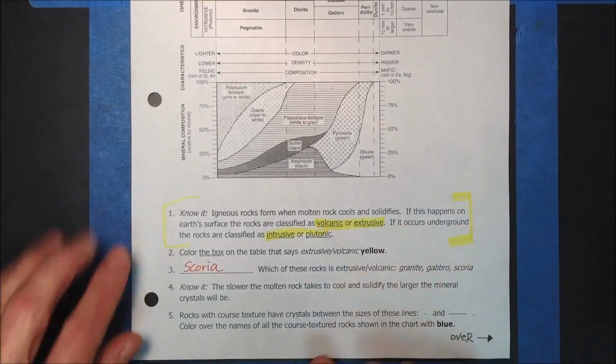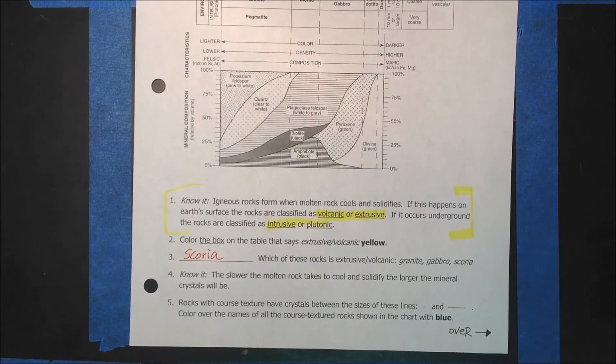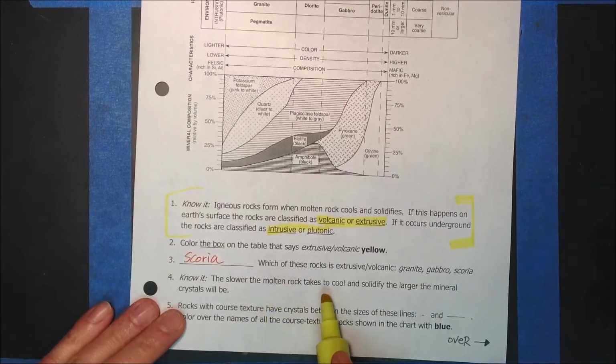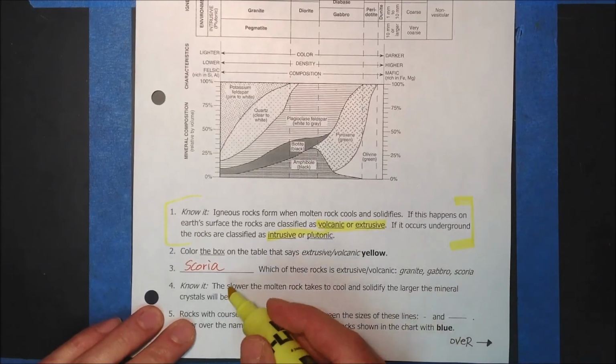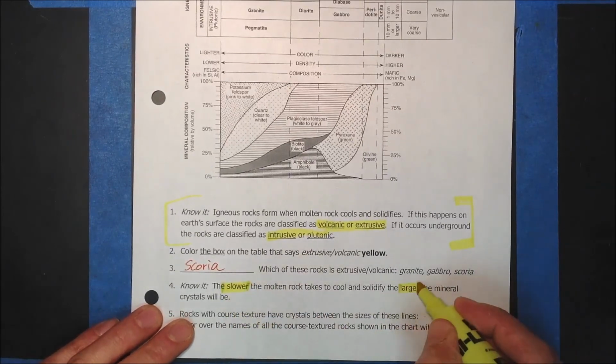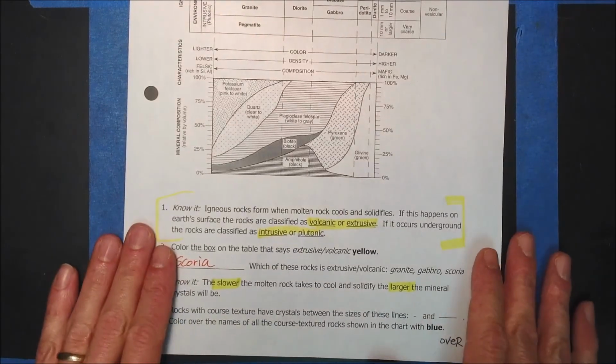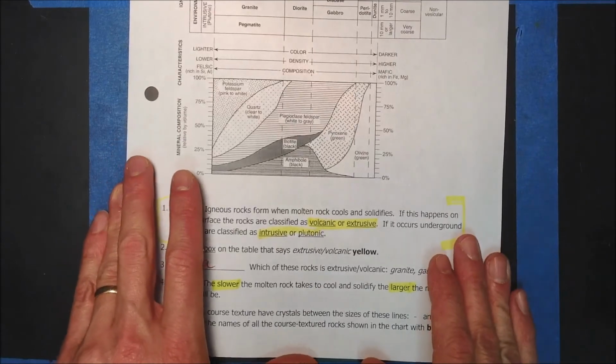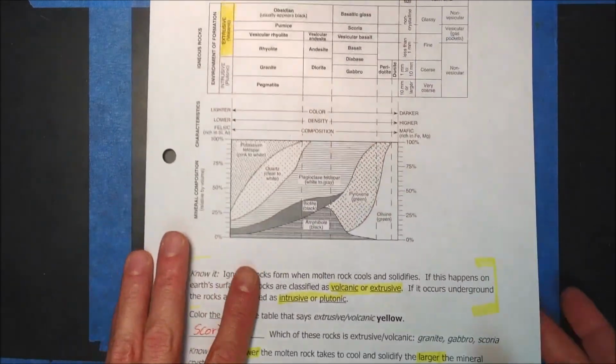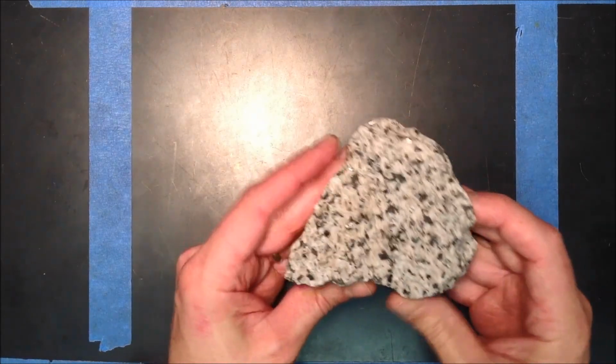Next one. 4. Know it. The slower the molten rock takes to cool and solidify, the larger the mineral crystals will be. Slower, larger. That is key. Know that fact. Know it. So here we go. By large, we mean anything you could see with your naked eye.